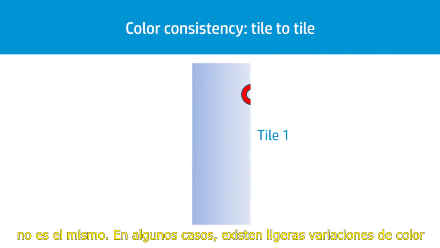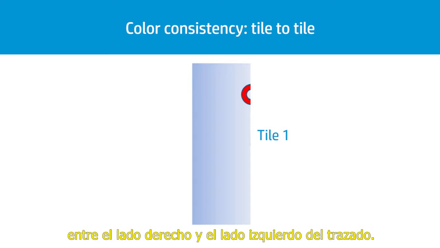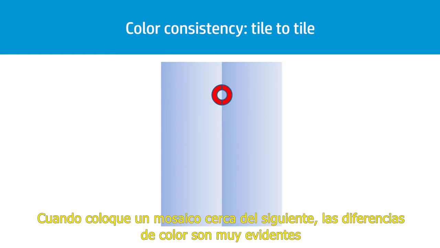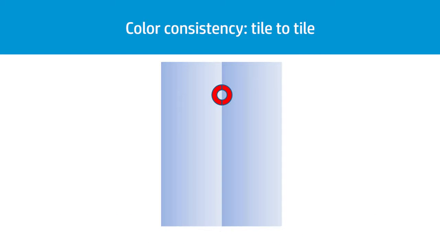In some cases, there are slight colour variations between the right side of the plot and the left side. The colour variations are exaggerated in the image to simplify the explanation. When placing one tile close to the next, the colour differences are very noticeable in the stitching area.